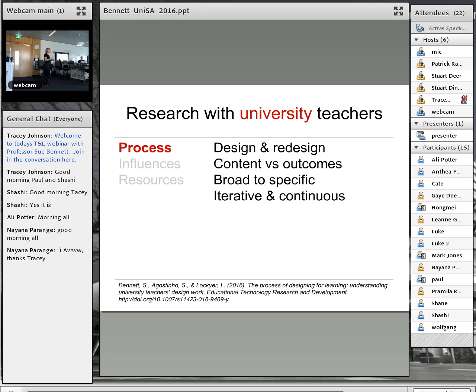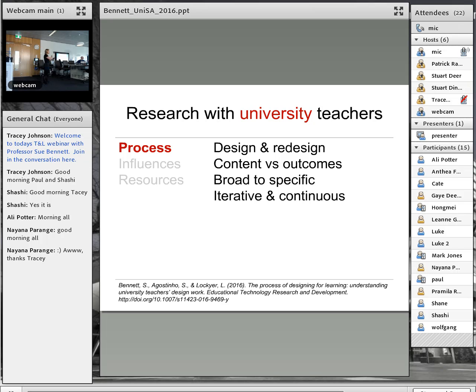University teachers really use 2 processes, design and redesign. Design is where you design something from scratch, and redesign is that continuous thing you do every year to update. We were able to characterise these as 2 different processes where you follow slightly different steps. Depending on what you're doing, you might start with content or outcomes. But regardless of where you start, you always go to the other one straight away.